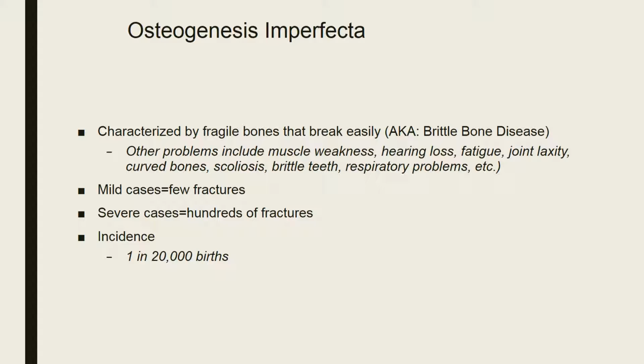Osteogenesis imperfecta is characterized by fragile bones that break very easily, and so it's a congenital bone disorder, also known as brittle bone disease, because those bones are very, very brittle, and they can have several fractures from very simple types of things. One of the videos that I'm recommending that you watch says that even a sneeze or a cough could break a rib for some of these individuals.